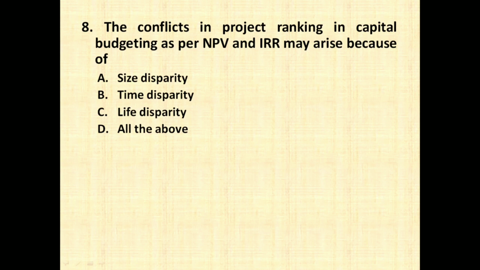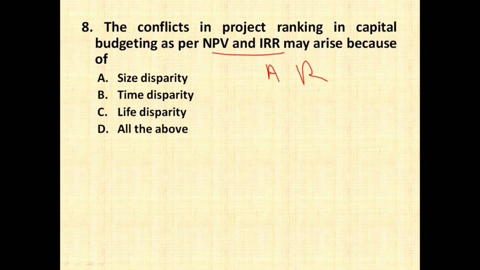The next question is again an important question which is asked many times. The conflicts in project ranking in capital budgeting as per NPV and IRR may arise because of. Now what happens is, many times as per NPV you get a result of accepting a project, and as per IRR you get a result of rejecting a project. Now in this case it becomes very difficult to either accept the project or to reject the project.